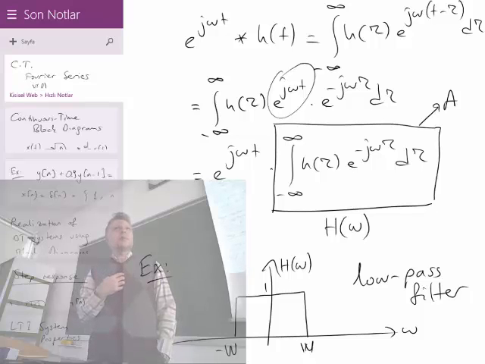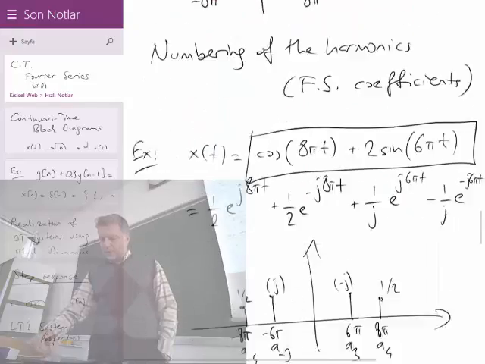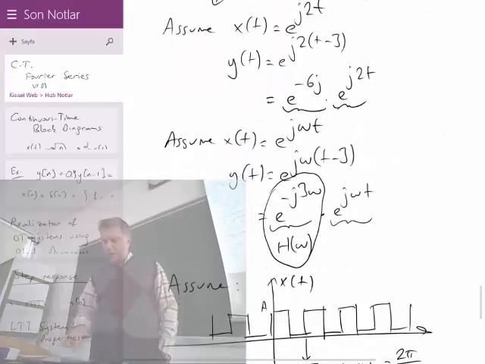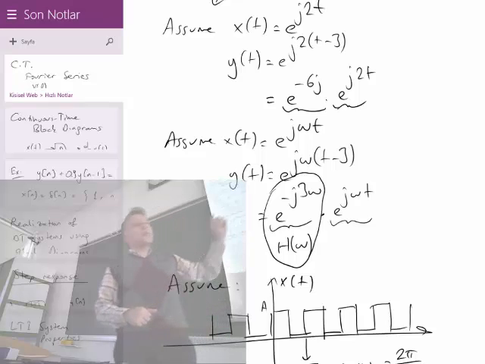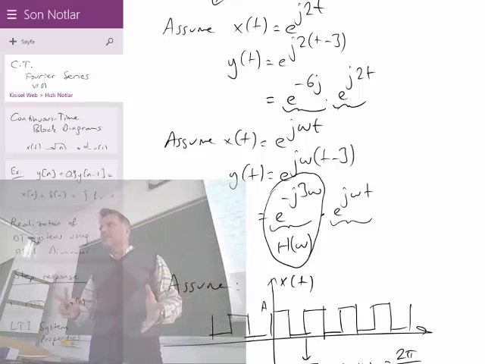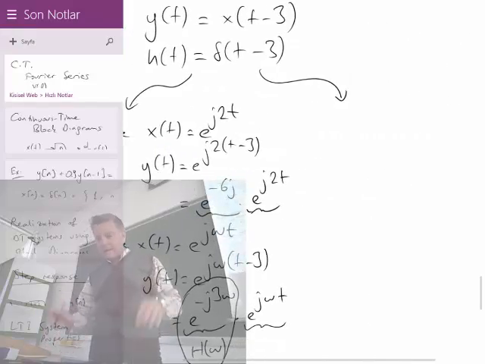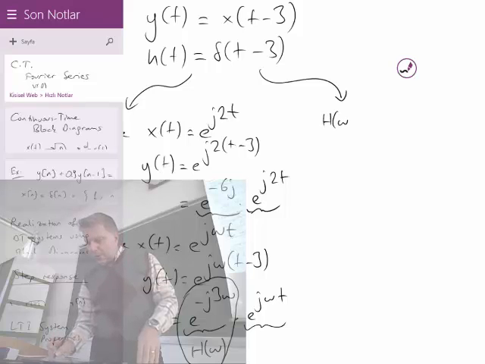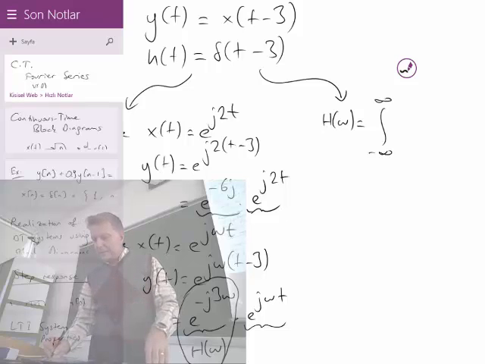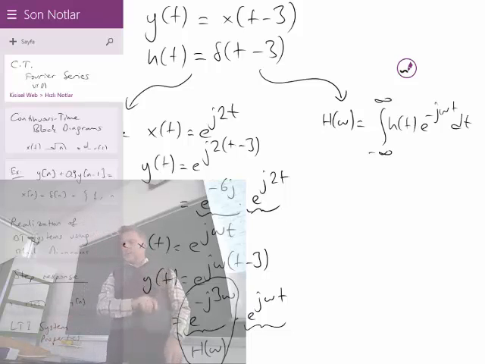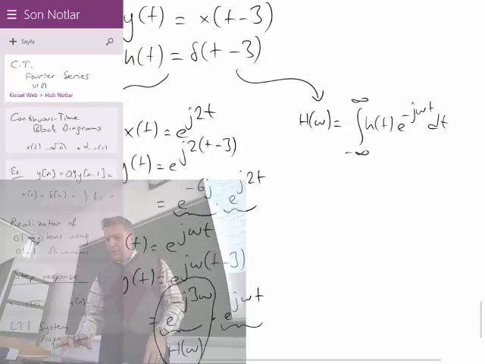We have already discovered what h of omega is for this question. What was h of omega for this question? H of omega was e to the minus j 3 omega. Is it really that with that formula? Let's try at least. H of omega, since I know the formula, is the integral from minus infinity to infinity of h of tau e to the minus j omega tau d tau. But taus are difficult to write, so I will write t: h of t e to the minus j omega t dt. This was the formula for h of omega.